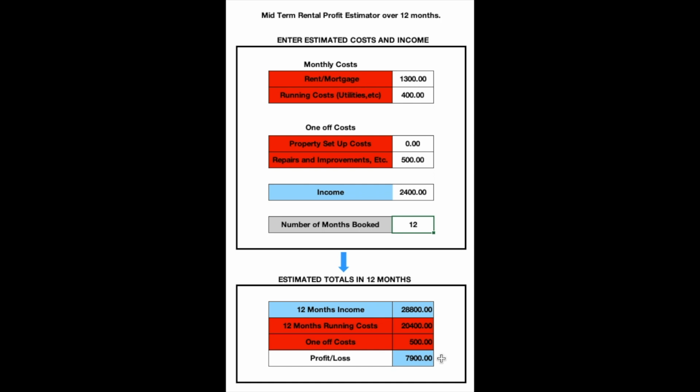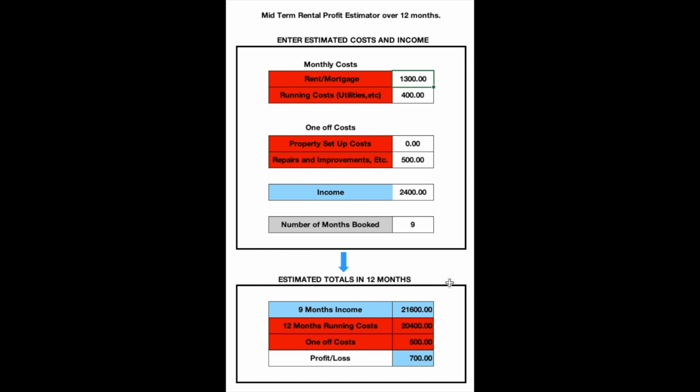Now realistically, we're going to have gaps. There's going to be months when we don't have it booked. So let's just put a figure of 9 months, so I have 75% occupancy. Let's see what that does. That's really my break even using the numbers that I have, because now I only make 700 profit.